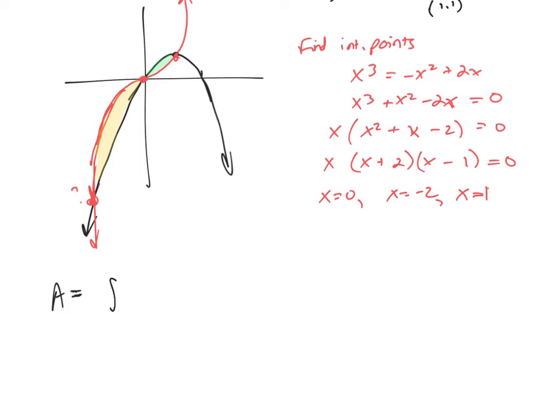So I got to go from negative 2 to 0. And when I'm going from negative 2 to 0, the top curve is the cubic, and then the bottom curve is my quadratic, my parabola, which is negative x squared plus 2x. And again, I'm subtracting those because my formula is top minus bottom.